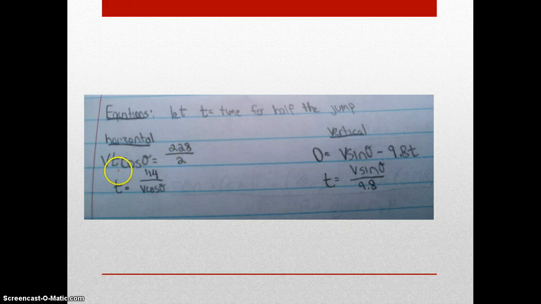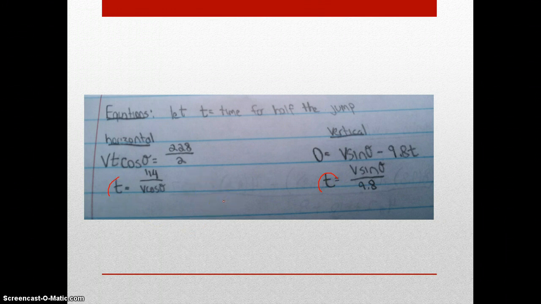So then once you solve for t, you get 114 over v cosine theta. Then for the vertical component, I would use the equation v equals v sub o plus at. So v is 0, we know that. V sub o, which we're solving for, is v sine theta, as I said before, and our acceleration is negative 9.8, and t is again what we're solving for. So over here, once you solve for t, you get v sine theta over 9.8. So now you have two values for t, one over here and one over here.